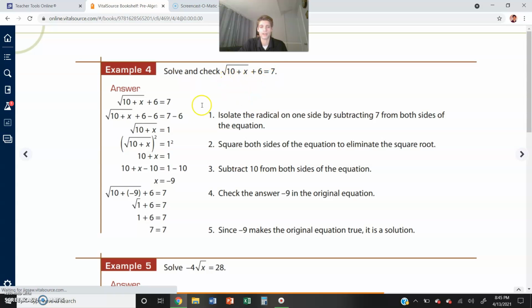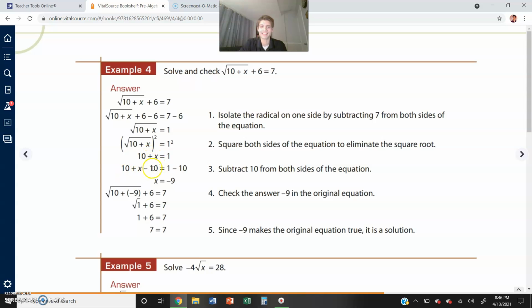Now here, again, we want to get the radical all by itself, so I've got to move the 6 over. Whenever I move the 6 over, I get the square root of 10 plus x, all under the square root sign, is equal to 1. Now I can square both sides. When I square the radical, all that happens is the radical disappears. I get whatever is inside, 10 plus x. And then on this side, 1 times 1 is 1. That's pretty easy. So now I want to get the x all by itself.